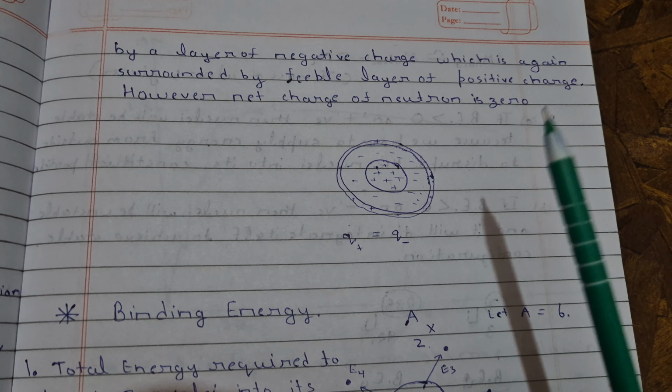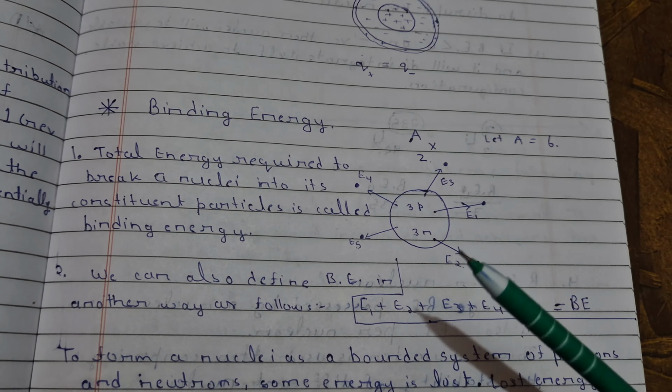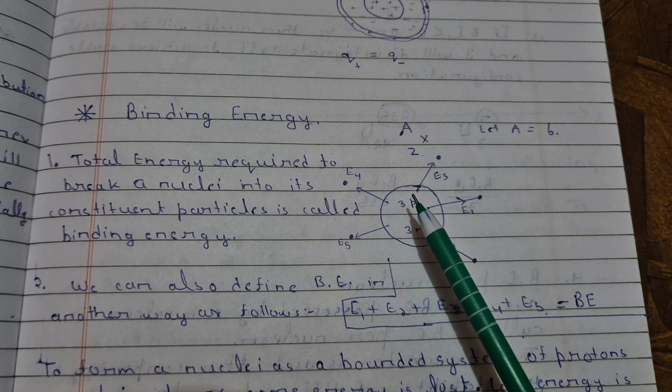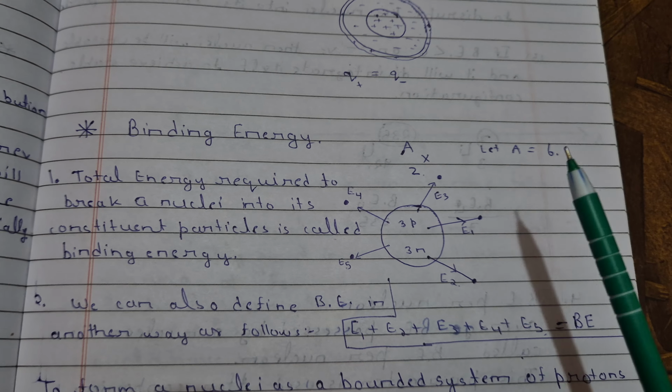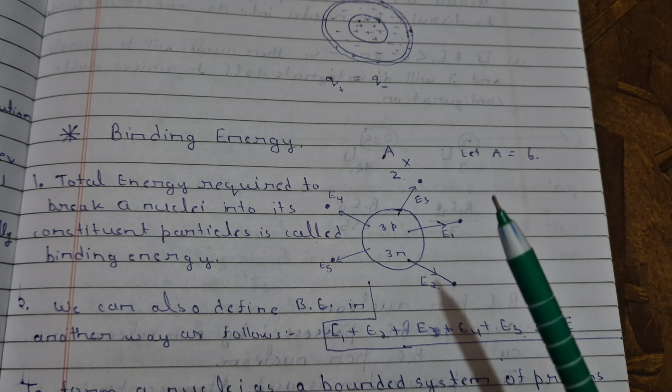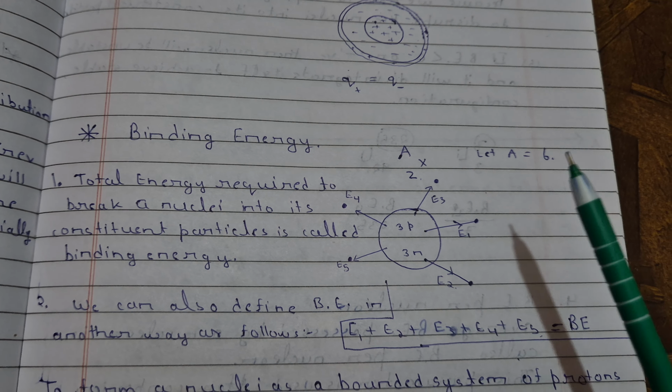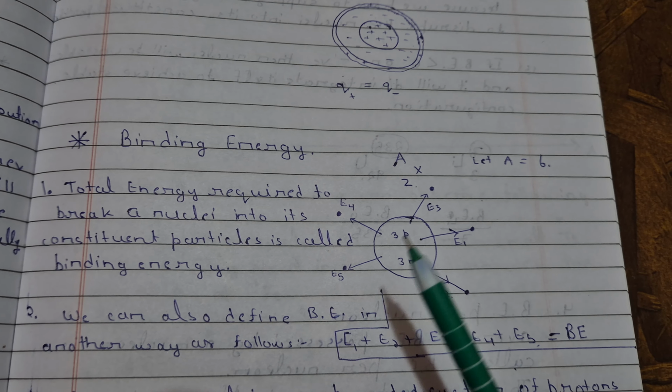Okay, so today's topic is binding energy. So what is binding energy? When a system is formed, that stable system requires some energy to break. That energy is called the binding energy. Exactly, you have a nucleus, and a stable nucleus requires some energy to break into its constituent particles. So that energy is called the binding energy.